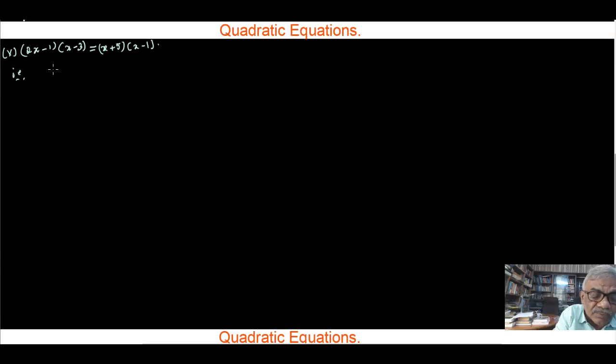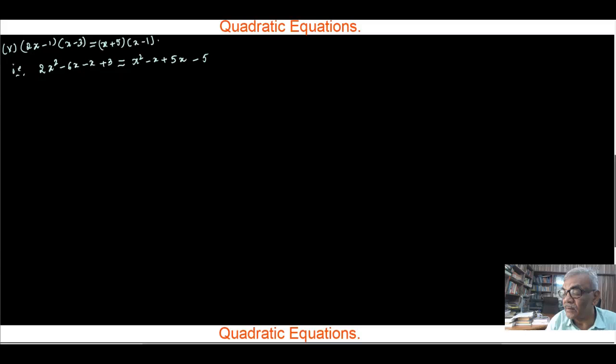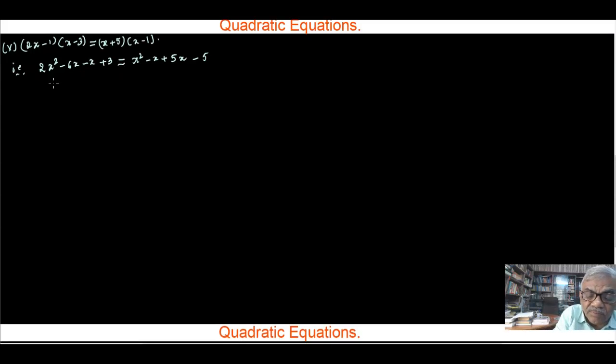That is, what is going to be 2x square minus 6x minus x plus 3 on the left hand side. Right hand side, x square minus x plus 5x minus 5. And this implies 2x square minus 7x plus 3 equal to x square plus 4x minus 5. I will take the terms of the right hand side to the left hand side.